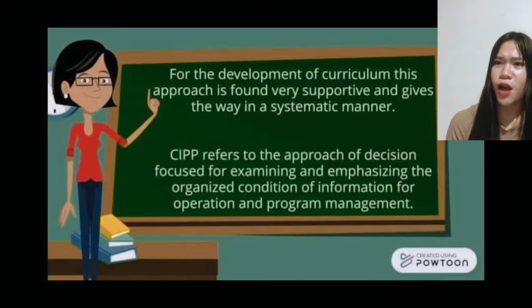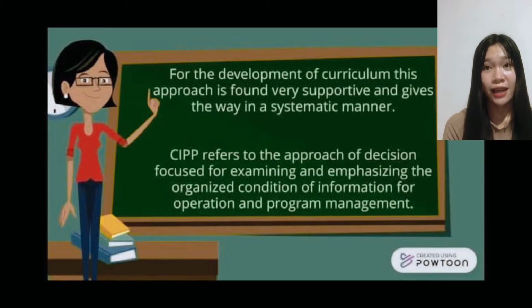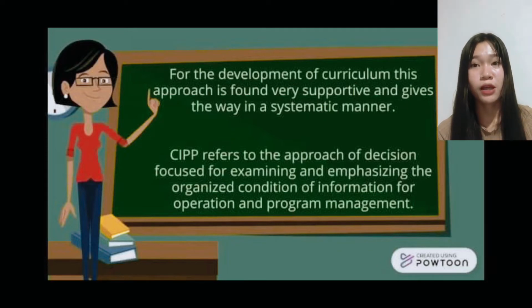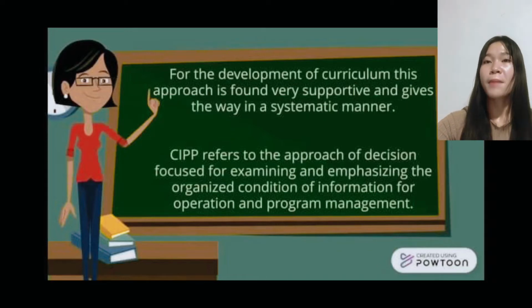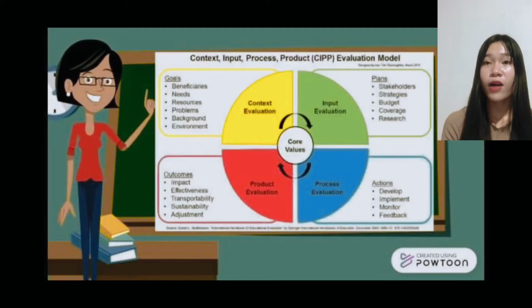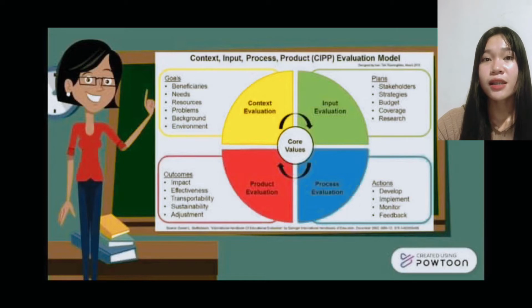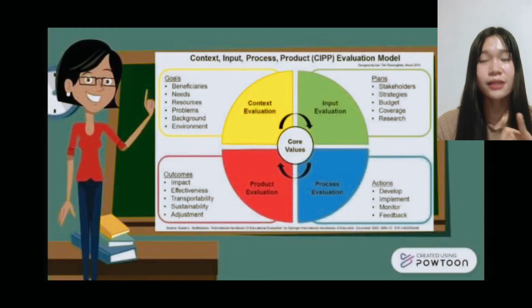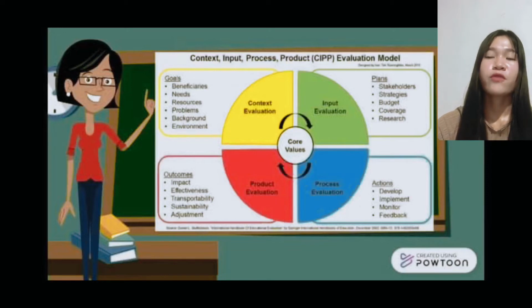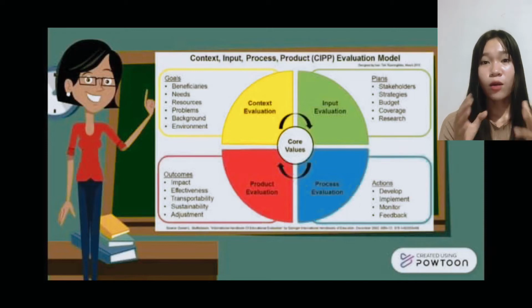It refers to a decision-focused approach for examining and emphasizing the organized condition of information for operation and program management. Now, we have the core values of this model. For the context evaluation, we consider the goals, the beneficiaries, the needs, the resources, the problems, and the background in the environment. Now, how about the input? We are going to evaluate the stakeholders, the strategies, the budget, the coverage, and its research.